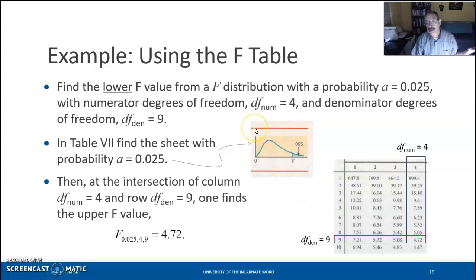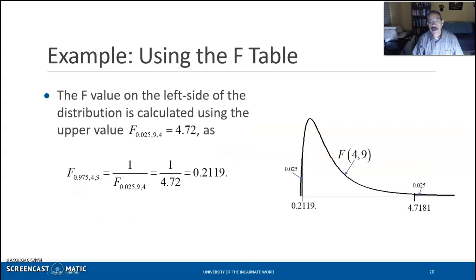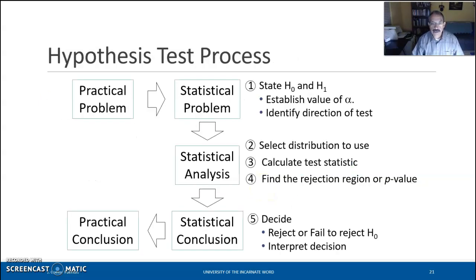But remember, here they're asking us for the lower value. So now what we're going to do is use the upper value that we just found on the table, and we need to calculate the lower value. This will be just the inverse of the upper value, and that result will give us the value on the lower end for the same probability. So that's how we use the F table. All right, in the next section, we'll talk about using this hypothesis test process to compare the two variances from two independent populations.